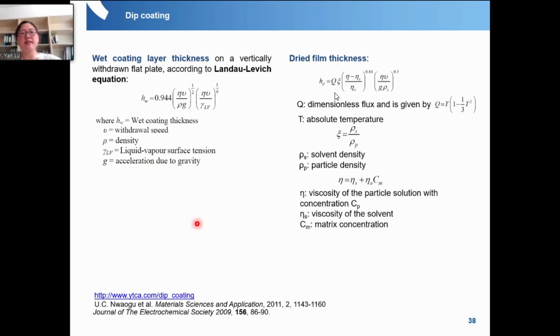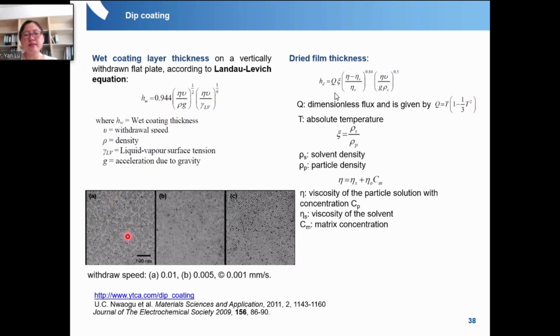It depends on whether you have a wet coating layer or the dried film layer. So they can calculate precisely the thickness of the final colloidal film based on this spin coating. And the parameters you can control here are similar to what we discussed, like the tilt speed, the concentration of your particles, the solvent you use. These are all parameters you can tune.